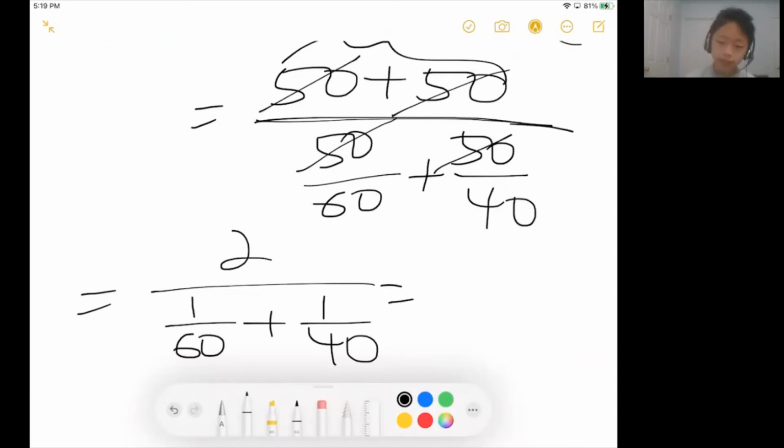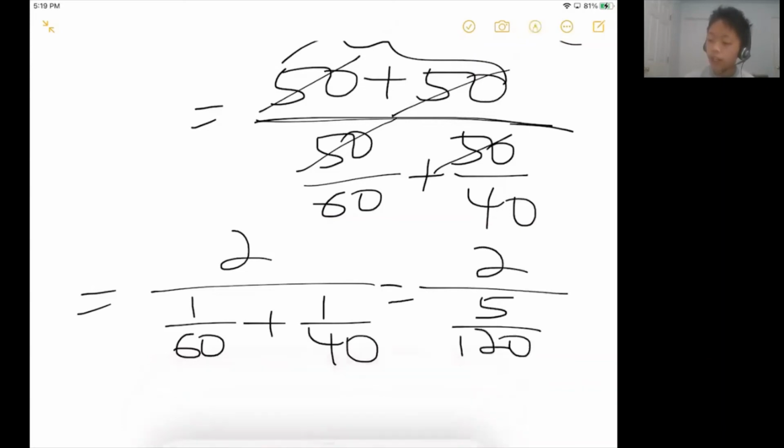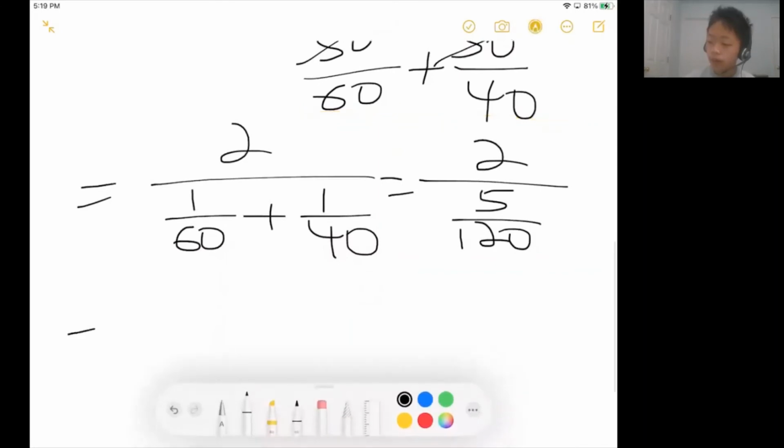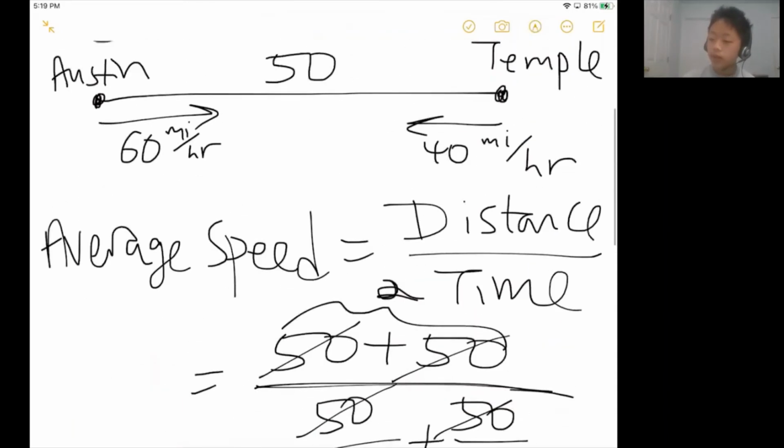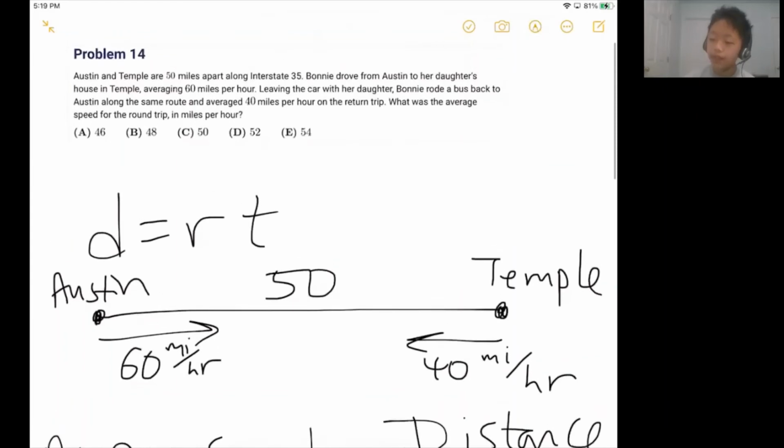So if you were to simplify this, 1 over 60 plus 1 over 40 is equal to 5 over 120 if you combine the fractions. 5 over 120 is 1 over 24. So 2 over 1 over 24 is going to be 48 miles per hour. And if you look back at our answer choices, that is going to be choice B, and that would be your answer.